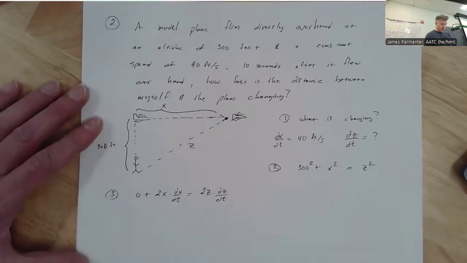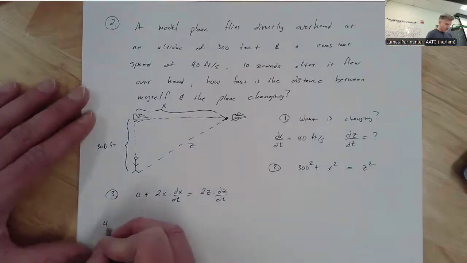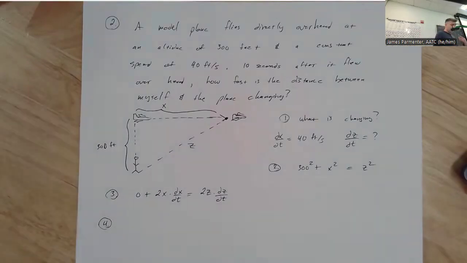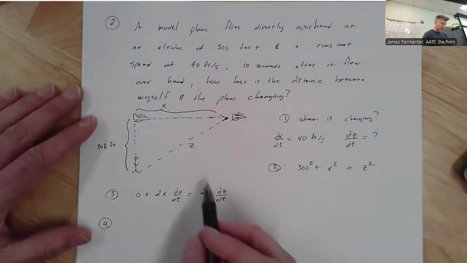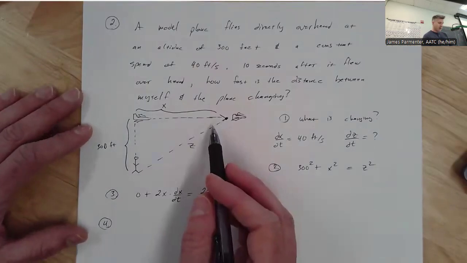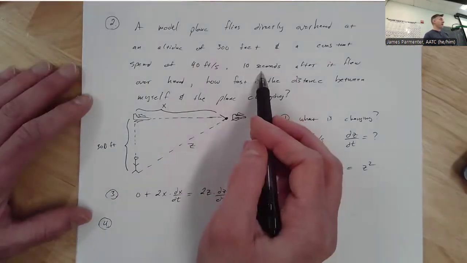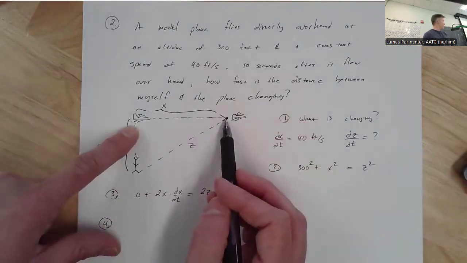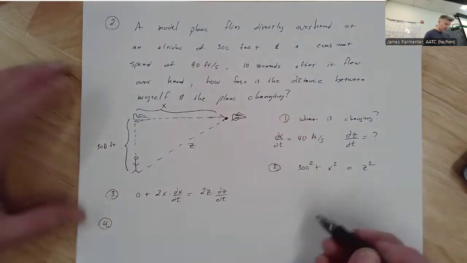And in the next step where we go to plug things in, we're in a similar situation to the previous problem. We don't know all the things we need to know. Do we know what x is? Well, we kind of know what x is. They told us 10 seconds after it flew overhead. So 10 seconds after this plane flew over my head, it should have had a horizontal distance of 10 times 40, which is 400 feet. So you know that x is 400.